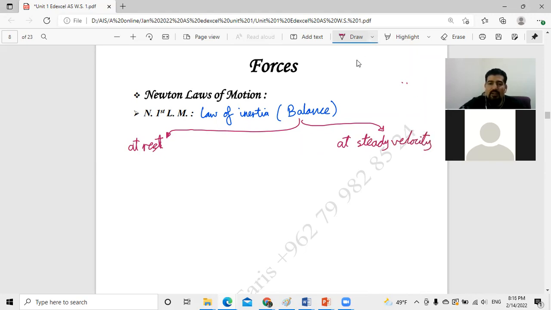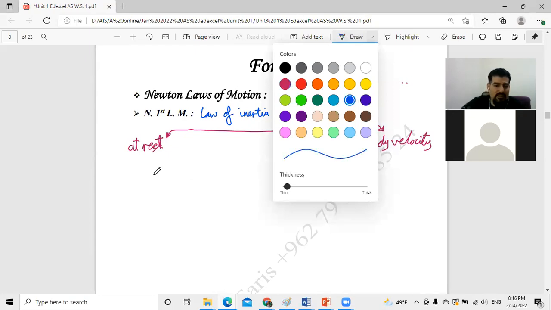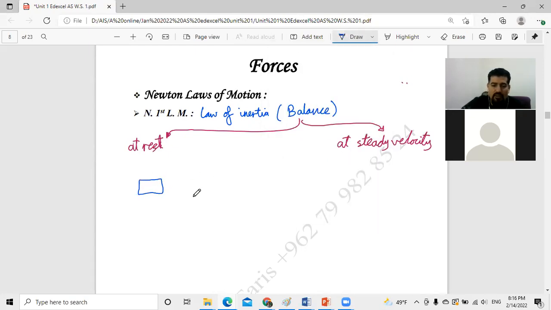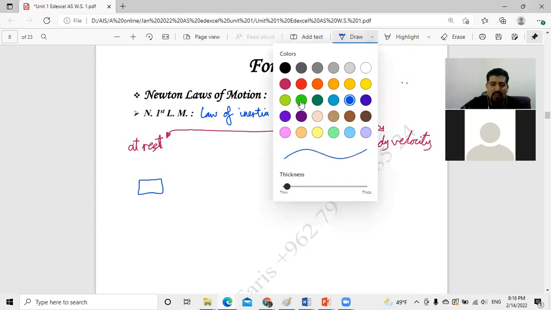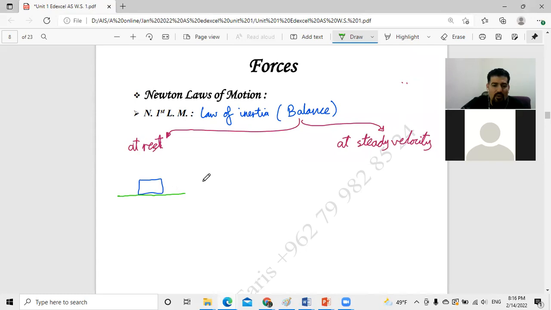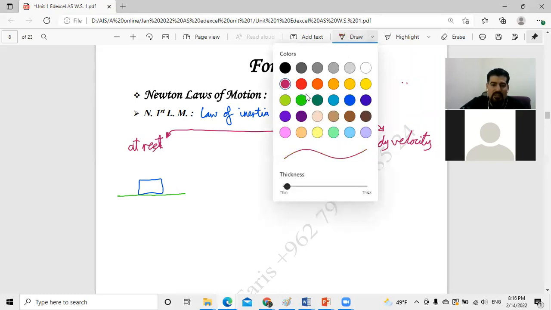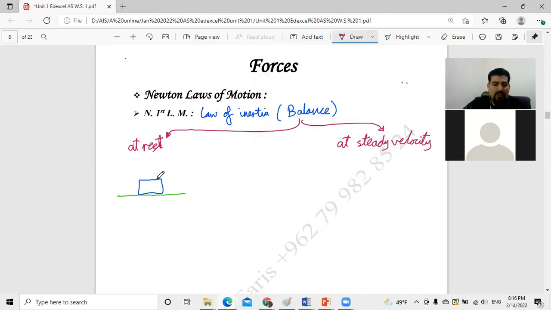So for any object at rest, for example, if I have a box on the table, like my mobile on the ground, what are the forces acting on this box? Exactly, we have weight downwards. Weight or gravitational force, don't say gravity. Gravitational force, and yes, the normal reaction contact force upwards.